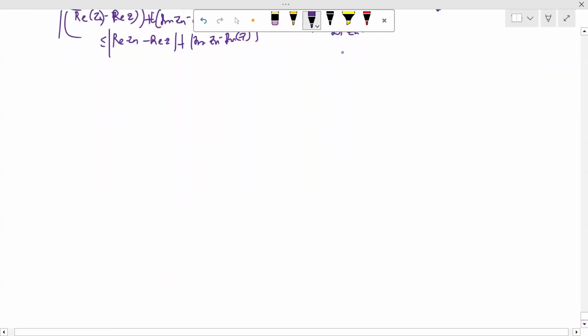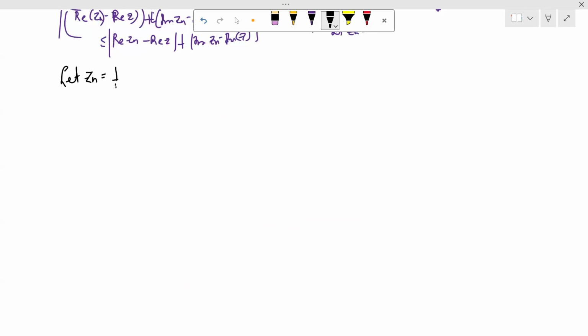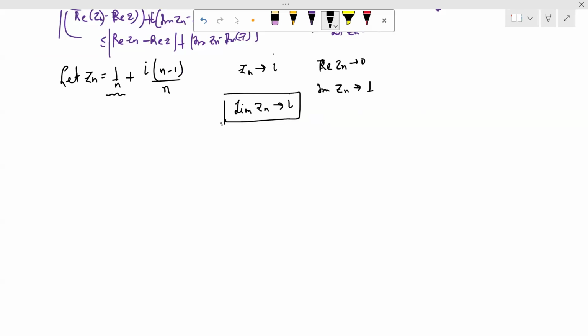So for example, one of the examples you can take this way. Let Zn be equal to 1 upon n plus iota times n minus 1 upon n. Clearly, we know that Zn converges towards iota. So definitely the real part of Zn here converges towards what? 0. We know that the real part of Zn converges to 0, and the imaginary part of Zn obviously converges towards 1. And so therefore we know that the limit of Zn converges towards what? Iota. Okay, I hope it is clear.